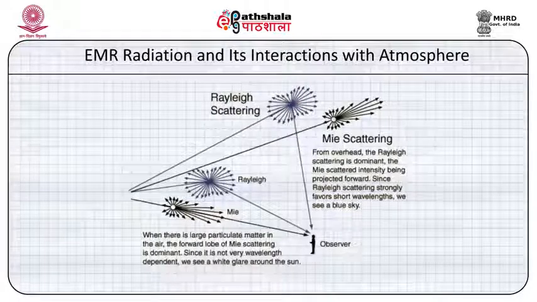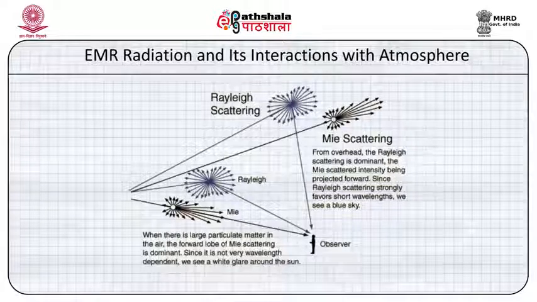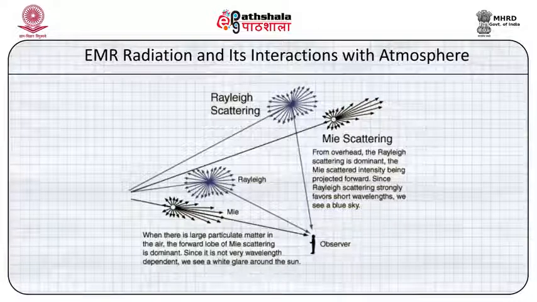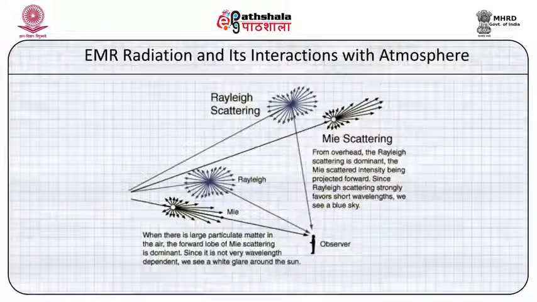So Rayleigh scattering is dominant, and the Mie scattering intensity is projected outward. Since Rayleigh scattering is strong in the short wave, we have different scattering in all directions, whereas in the other case the particle size is big, so the diffusion and scattering of the light is for a longer distance in a more dispersed way.